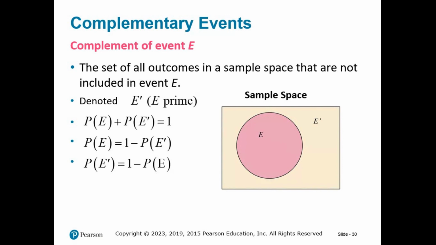So if I represent the event with E, then the complement is often written E with a little apostrophe next to it, which is read E prime. You can see that together, the pink circle and the beige area fill up the entire rectangle. That is, together they compose the entire sample space. So the sum of the probability of event E and the probability of its complement is 1. Or rather, we can find the probability of an event happening if we simply subtract the probability of its complement from 1, or vice versa. We can find the probability of the complement if we subtract the probability of the event from 1.